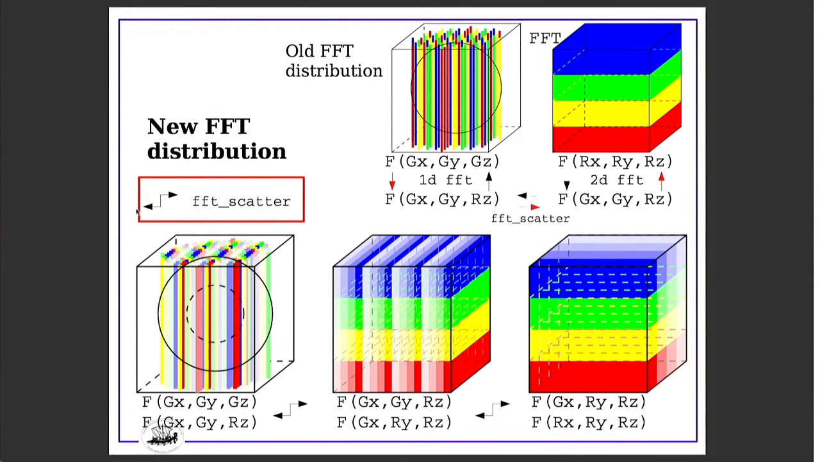So in this way, you can perform the same procedure, but doing two all-to-all communications on smaller groups. Is it convenient or not?